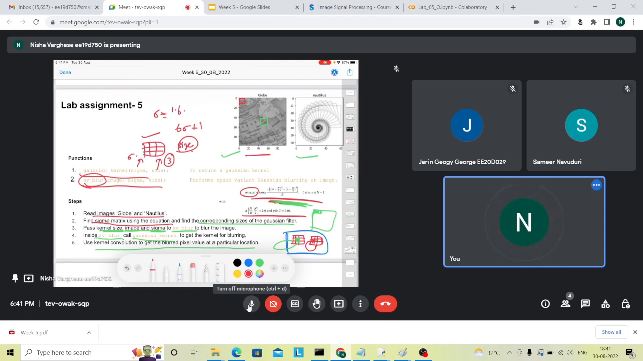Then for the second question, you have to verify that if you give the same sigma for all the pixels, then it is similar to the space variant blur. So this is the verification of your code. That's all.